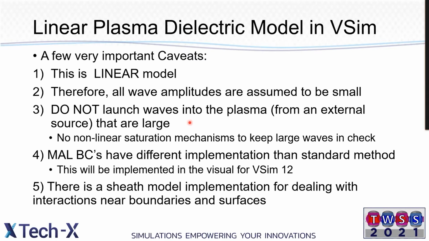This model does not include that sort of physics. So just make sure that your RF signals are small to keep the results believable. Another important feature is that the MAL boundary conditions have a different implementation than the standard method. Starting in VSim 12, we'll have the correct implementation in the visual setup. For now, you'd have to do the MAL treatment. MALs are mass absorbing layers in the text-based setup, and I'll show you what I mean by that in just a minute.